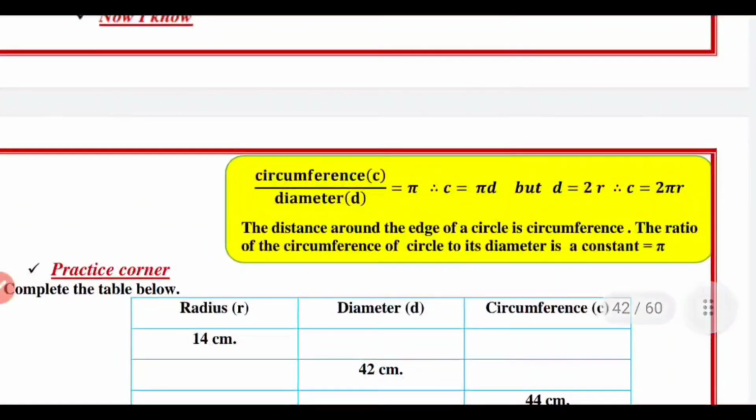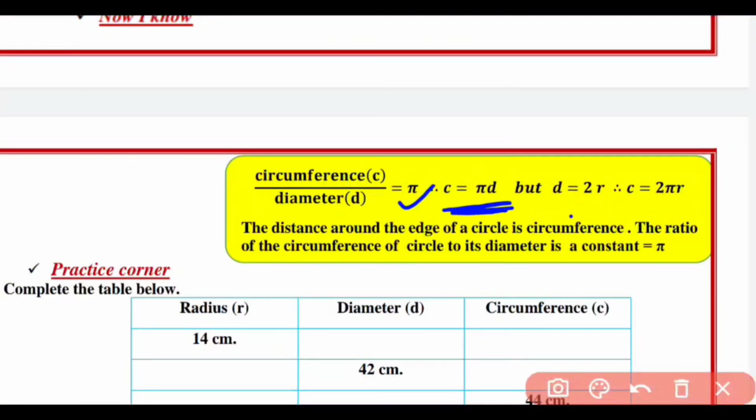We know that the circumference upon diameter is equal to pi. It is the value of pi. That means circumference is equal to pi d. But we all know the diameter is 2 into r. Diameter is always double the radius or twice the radius, and that's why circumference can be expressed in this formula also. C is equal to 2 pi r.